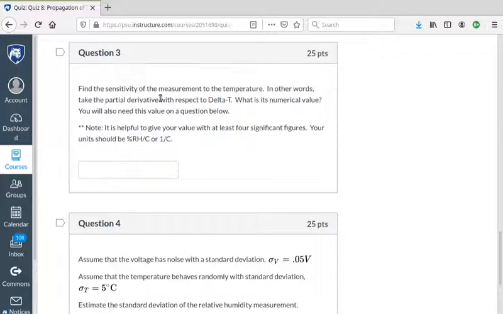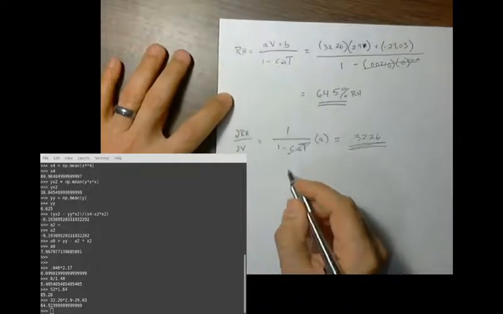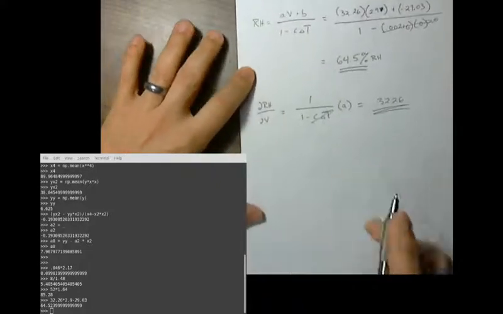All right, question 3. Find the sensitivity of the measurement to temperature. So now we have to take the partial derivative with respect to delta T. This is a little trickier, still not insane. All right, let me get my work up here where you can see it.